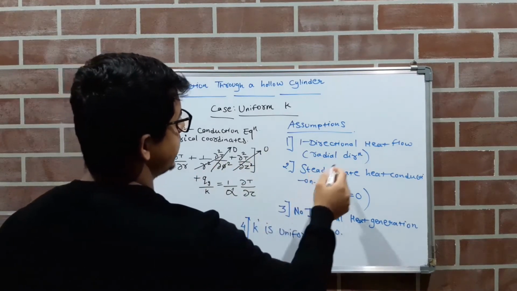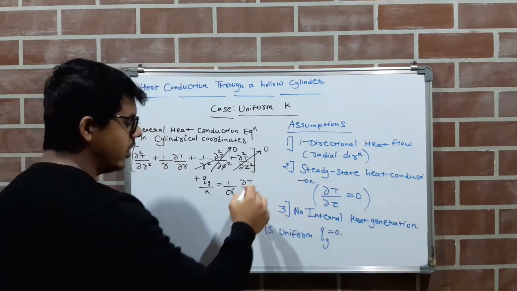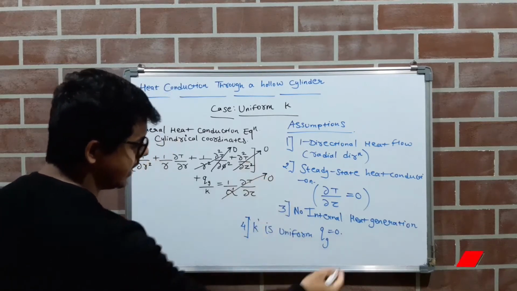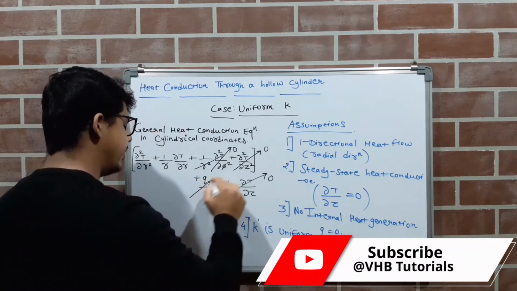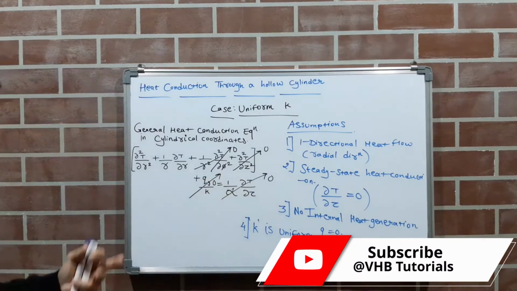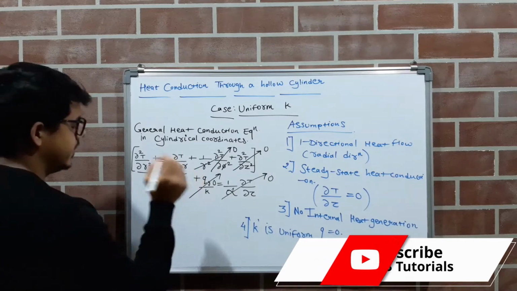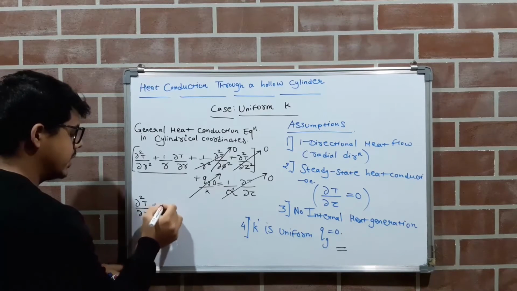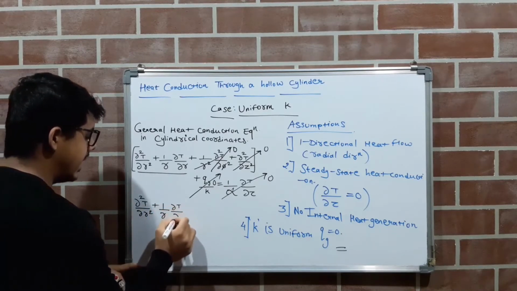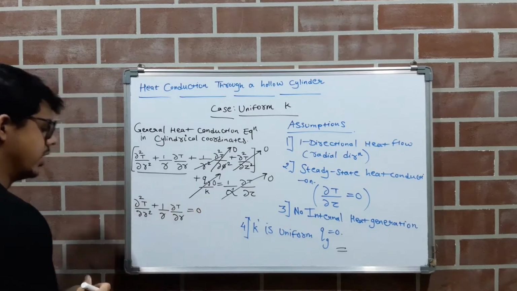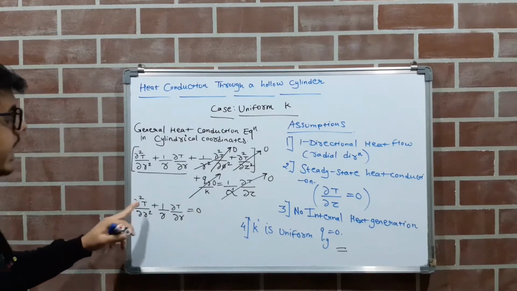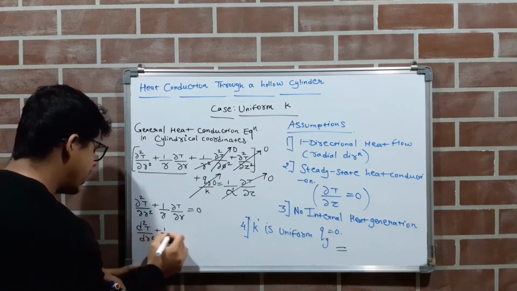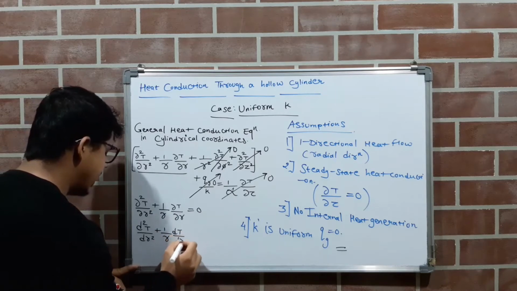And the second is steady state heat conduction. So del T by del tau will be 0. So this right hand part will also be 0. Now there is no internal heat generation. That means Qg is 0. So the Qg term will be 0. And K is uniform. Now we are getting this much part only. That is del square T by del r square plus 1 upon r into del T by del r equals 0. So as we are having only one variable, we can write this as a complete derivative. So d square T by dr square plus 1 upon r into dT by dr equals 0.